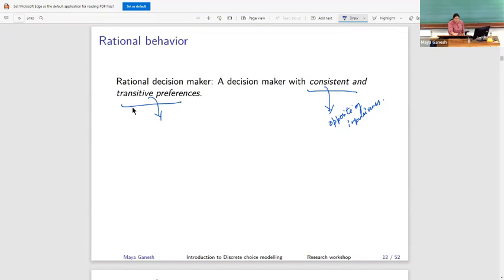So when we assume here that it's a rational decision maker who is making a rational decision in terms of choosing whichever gives him or her the maximum utility, we are also saying that the decision maker is in some sense both consistent and transitive in his or her behavior.